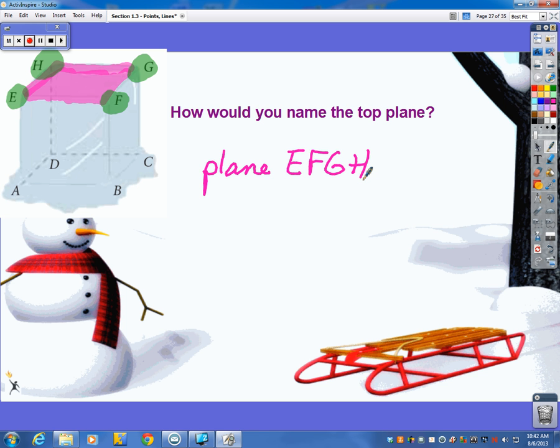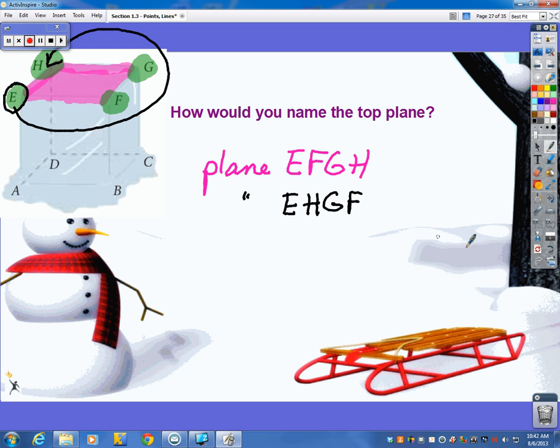Not particularly, but the nice thing about naming points, or one of the, not really a set rule, but a nice rule, is you pick a point, and then you go either clockwise or counterclockwise as you're naming. So notice I went counterclockwise. I went E, F, G, H. I could have also named it plane, I'm just going to use the ditto marks there, E, H, G, F, and go clockwise instead of counterclockwise.